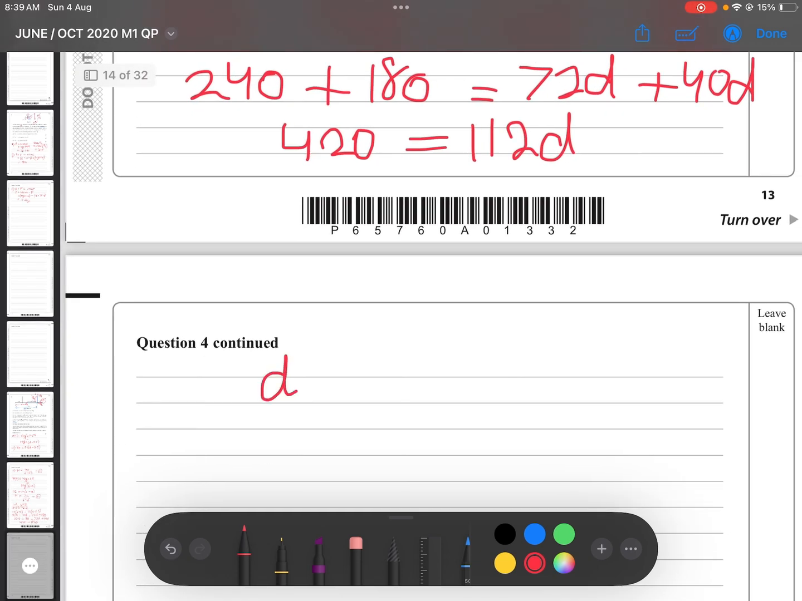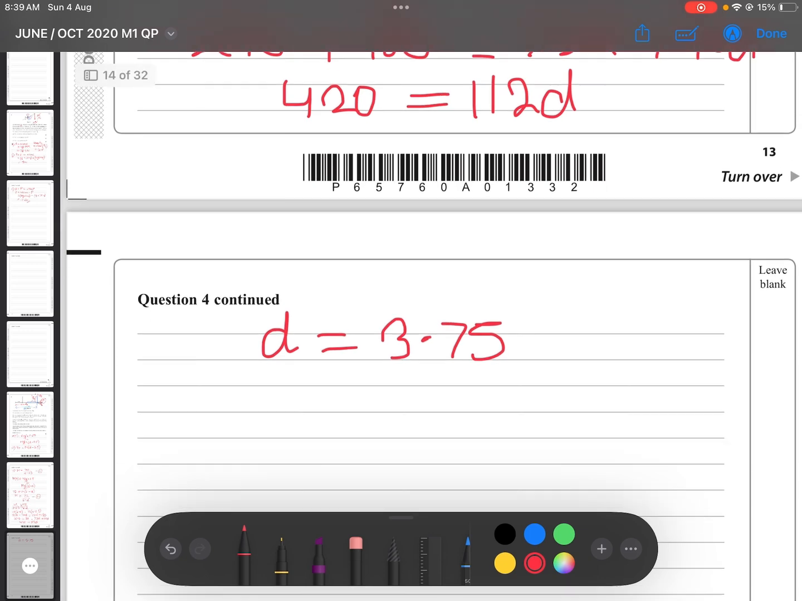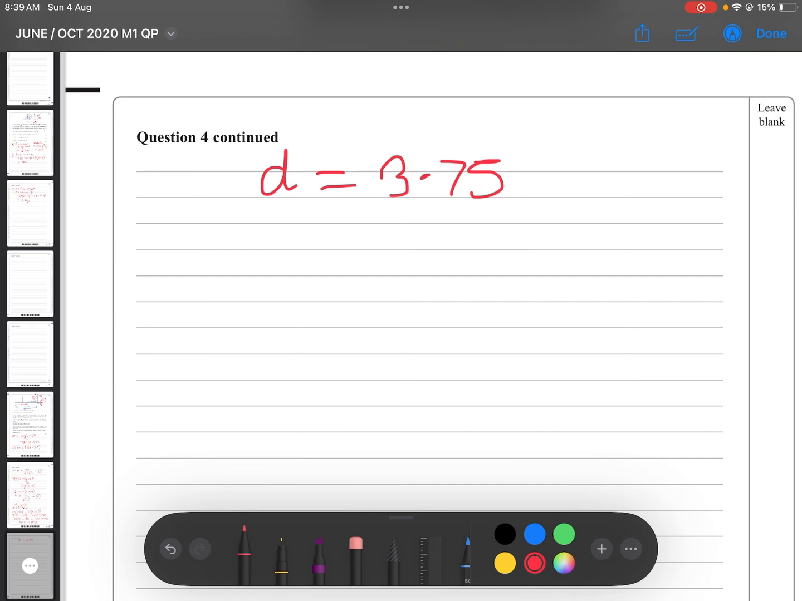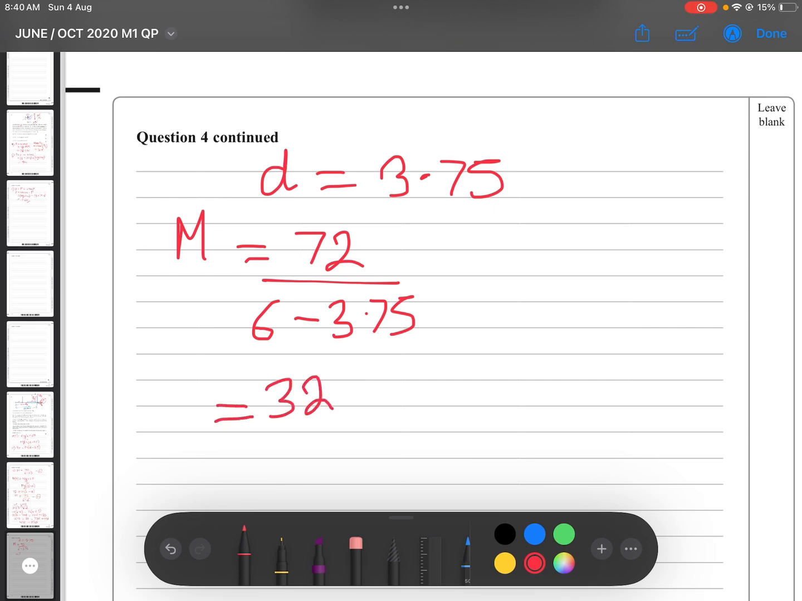And so d is going to be 420 divided by 112, that is 3.75. And now, as I've got d, now I can substitute 3.75 into either equation 1 or equation 2 to get the value of m. So I'm going to substitute in equation 2. So it's going to be m is equal to 72 divided by 6 minus 3.75, which is going to be equal to 32 kg. And that is the answer.